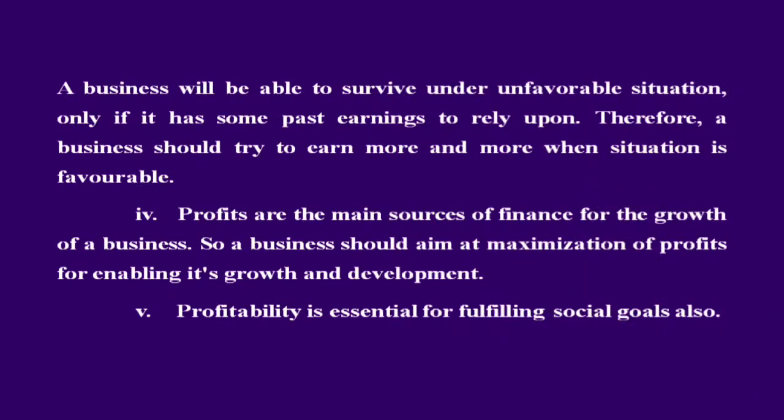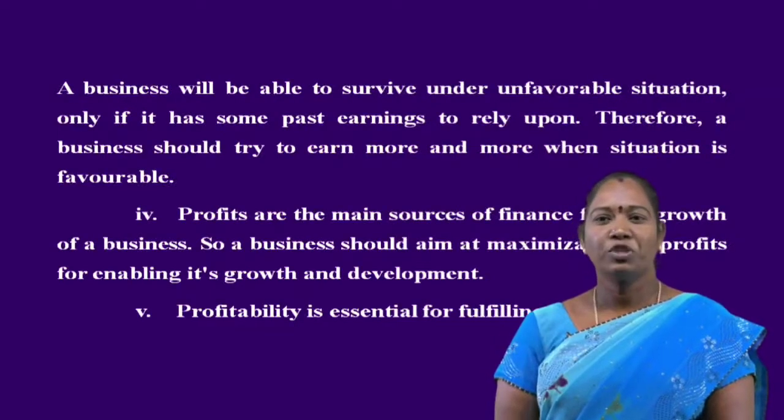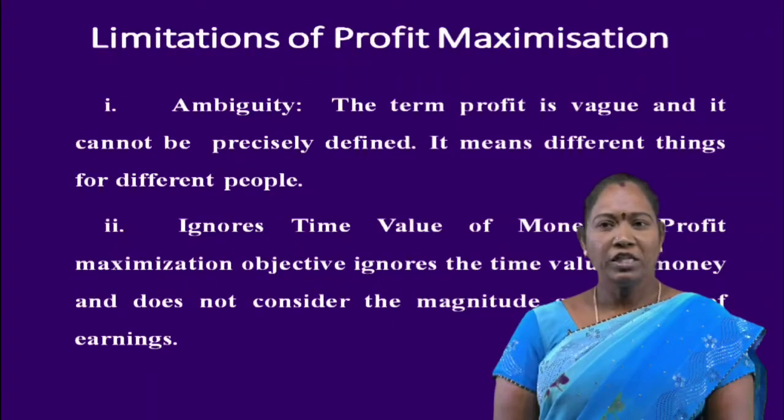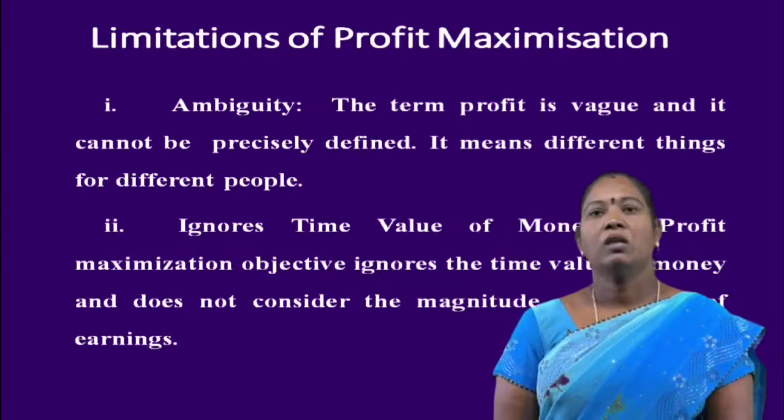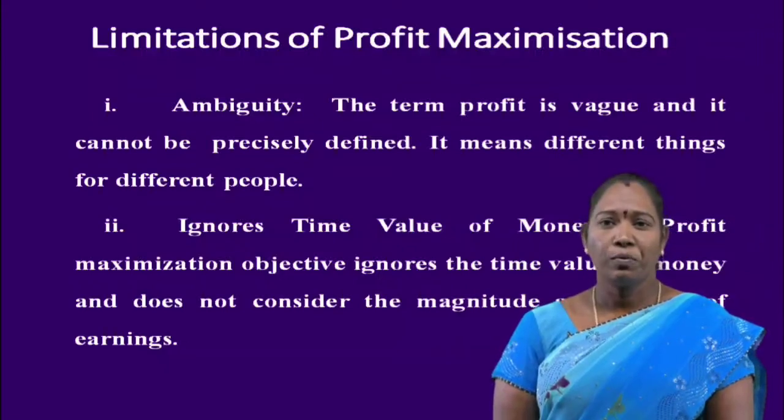Profits are the main source of finance for the growth of a business. So, a business should aim at maximization of profits for enabling its growth and development. Profitability is essential for fulfilling the social goals also. These are the limitations of profit maximization. First one is ambiguity. The term profit is vague and it cannot be precisely defined. It means different things for different people.